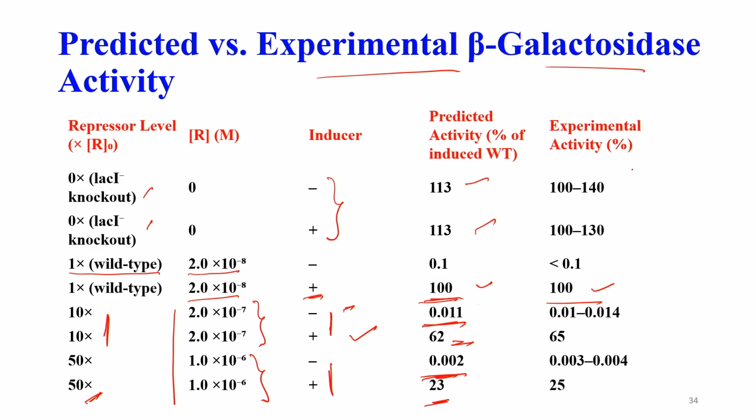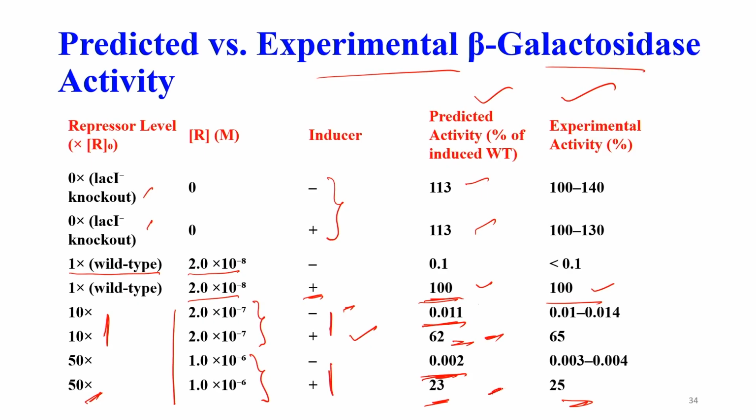And it is very important, if you compare these two columns, the predicted activity is very much comparable with the experimental data. What it says is that one can fine tune between the repressor and inducer. Even in the presence of inducer, it says the level of the inducer should match with the level of repressor to ensure 100% activity.